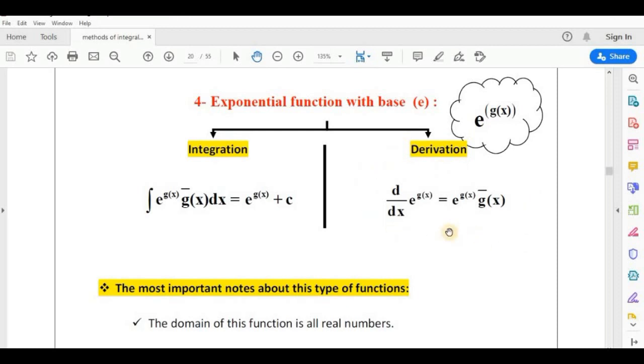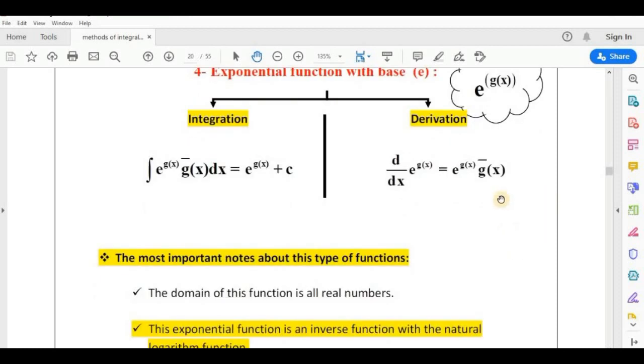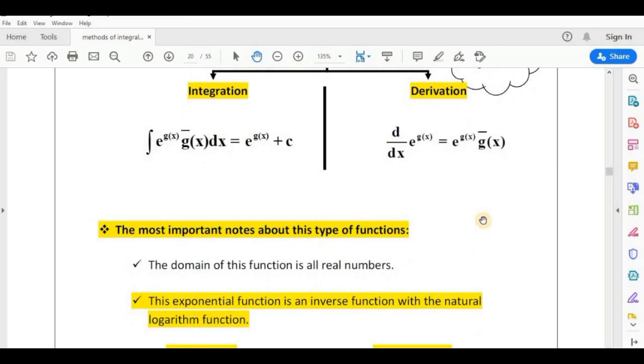This formula for the derivative and this formula for integration, we should memorize, because we will use them to solve the integration and derivation for this exponential function. We will put the function in this form if we want to find the integral, and we will use this form to find the derivative. In a practical way, we will see this picture, and it will be more clear.